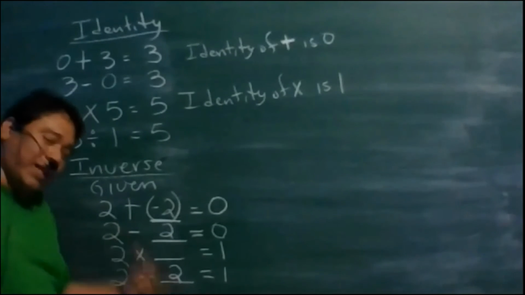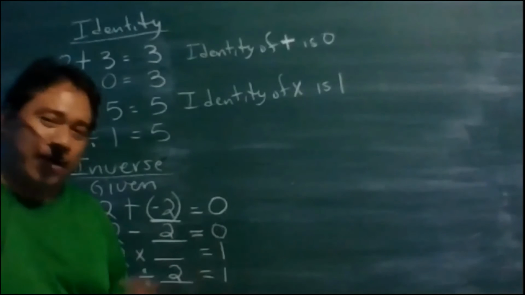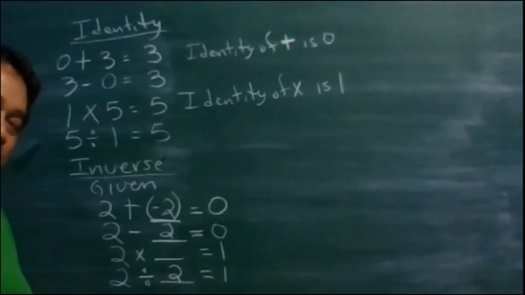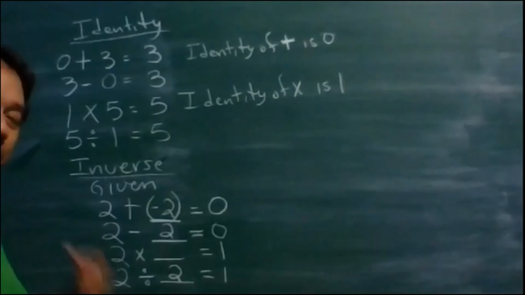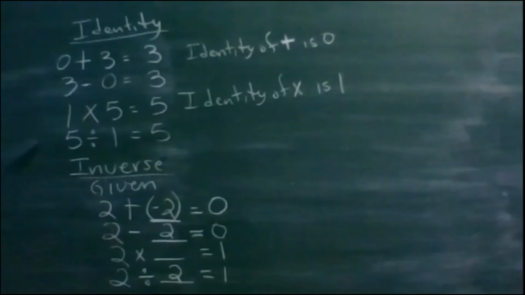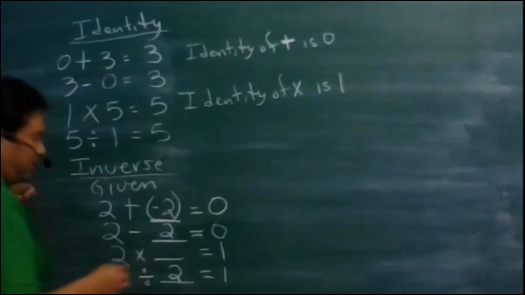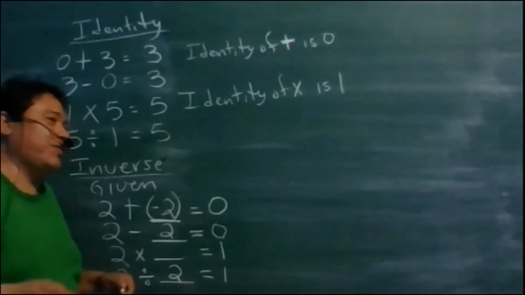2 times what inverse gives me 1? Negative 1? 2 times negative 1 is negative 2. 2 times what value will give me 1? The negative 2, sir? 2 times negative 2 is negative 4. It doesn't work. Let me help you. Negative 1? Either way, 2 times negative 1 is negative 2.